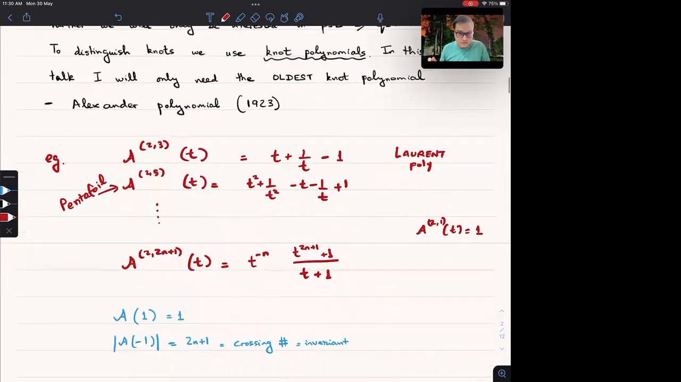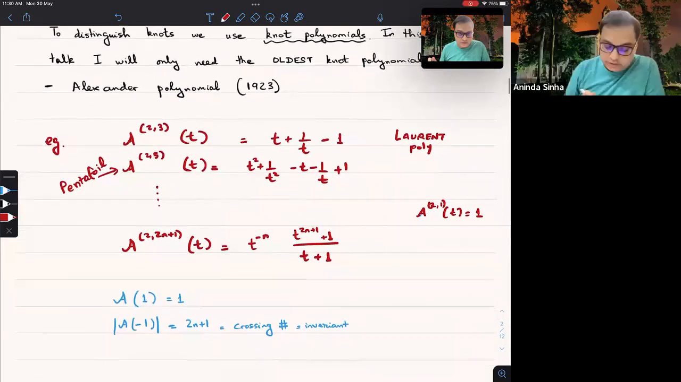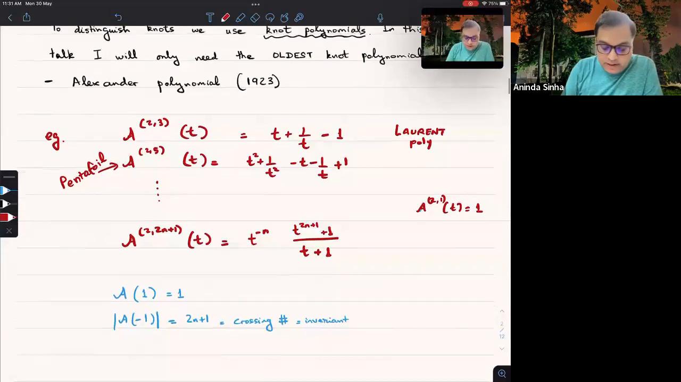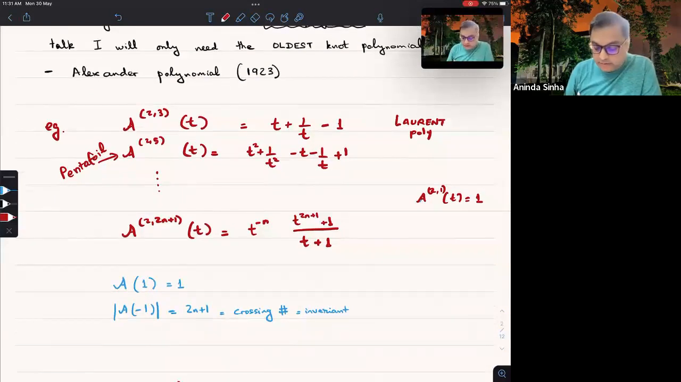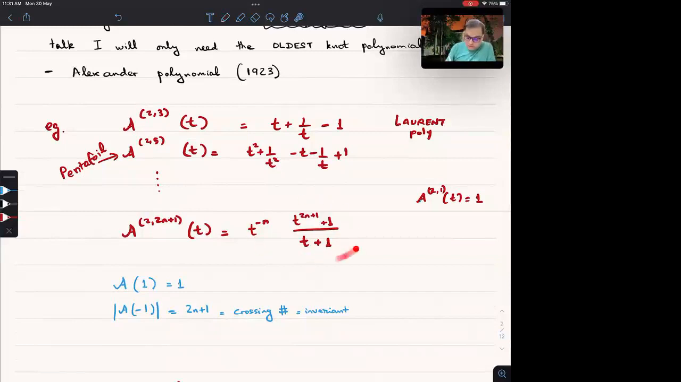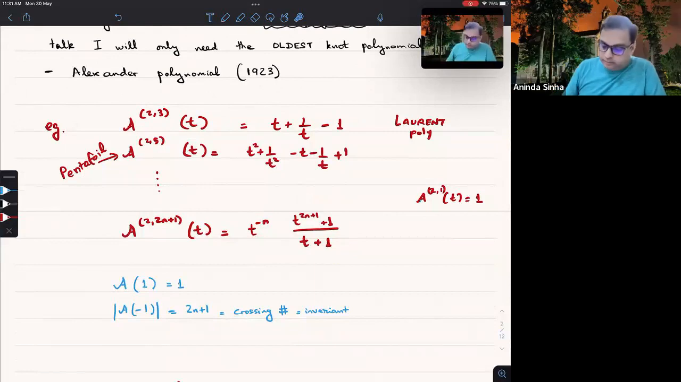Okay, so as I said, I will require 2n plus 1 kind of knots. And there is a simple closed form expression for the 2n plus 1 kind of knot, which is just given by this. So if we had 2, 1 instead of 2, 3, where 2, 3 is the trefoil and this is the pentafoil, and so on, it would just be 1. So the 2, 1, which is the unknot, is just 1.